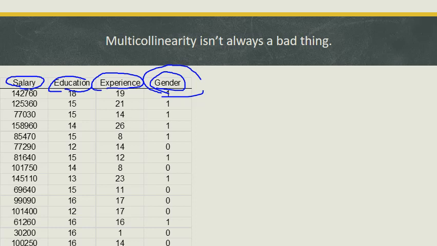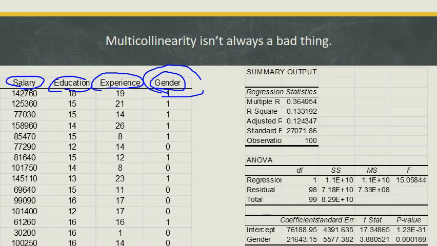So let's first look at the regression using only gender as the x variable. Here's the computer output, and I want to focus on the slope coefficient of gender. The slope is positive and greater than 20,000, and its p-value shows it is significant. Since the indicator variable equals 1 for men and 0 for women, this means that men make significantly higher salaries than women.